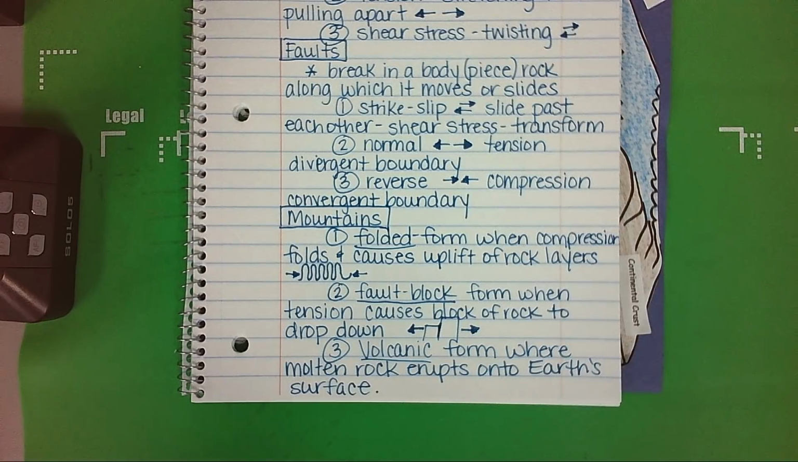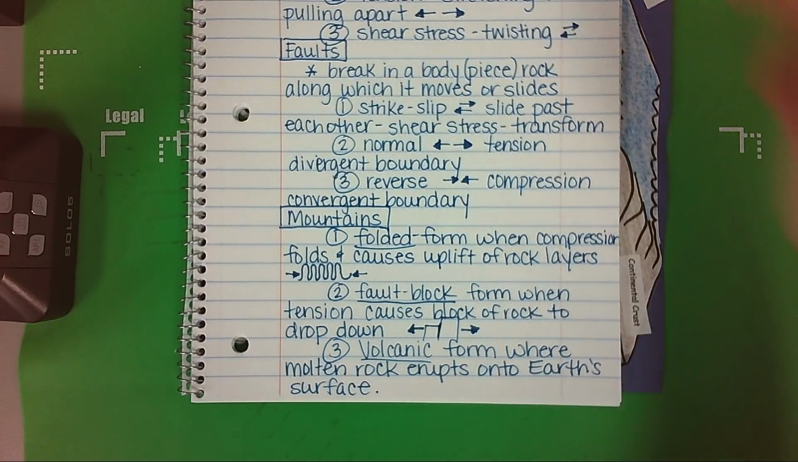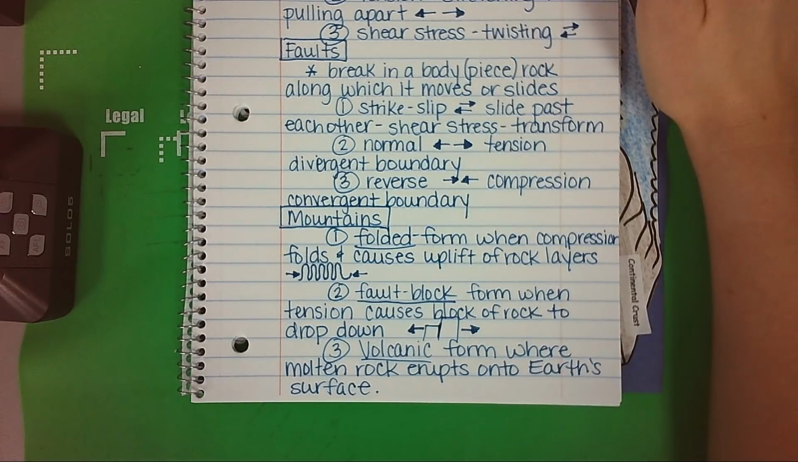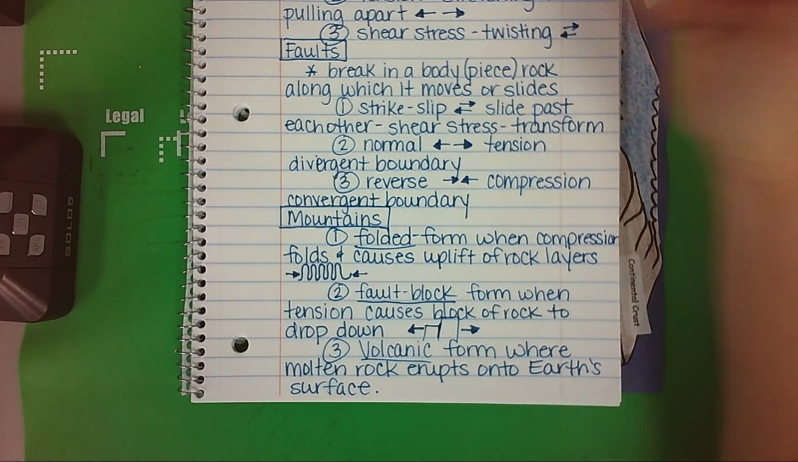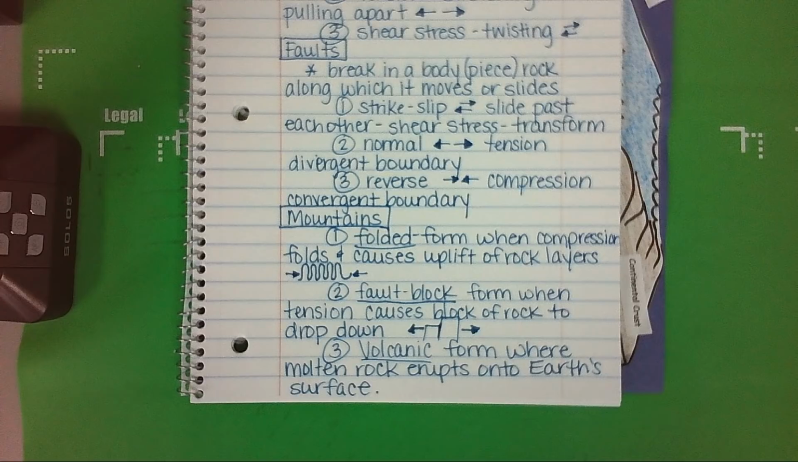Alright, so that is actually going to lead us into our next notes, which is going to be the next video for volcano notes. So remember that these are mountain building notes. Number 19 in your notebook, we talked about the different kinds of stress, the different kinds of faults, and the different kinds of mountains.